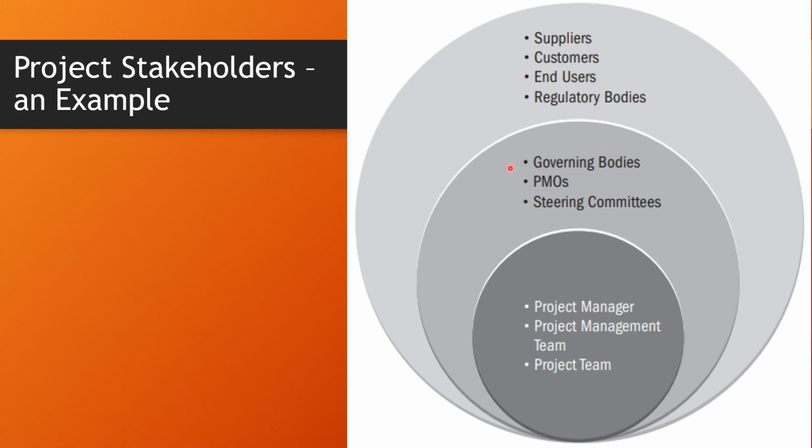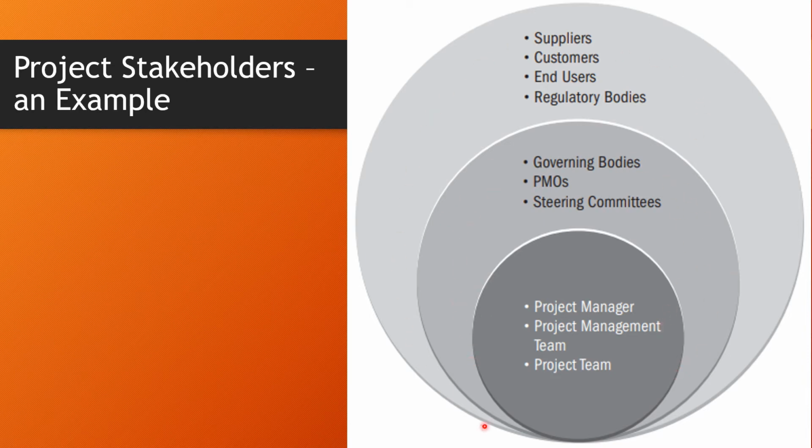In the next layer, we have someone like PMOs, steering committees, and governance bodies: your executive leadership, and governance bodies like quality assurance teams and security teams. Your project management office or program management office comes into the next circle. They might influence your decisions. They'll set up the standards for you. You need to work closely with them and ensure that you are following the company standards and policies.